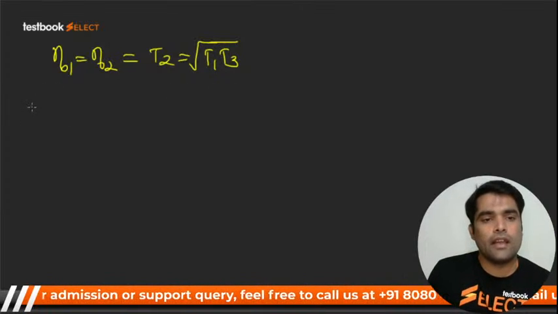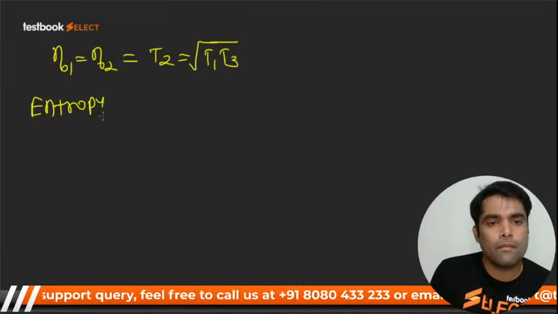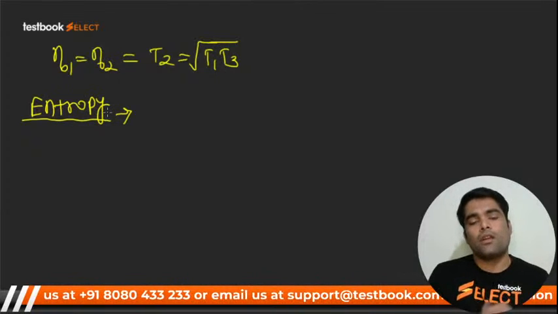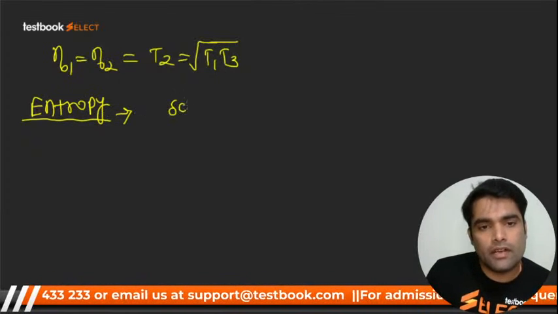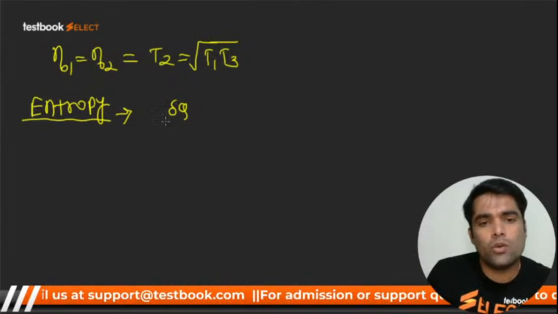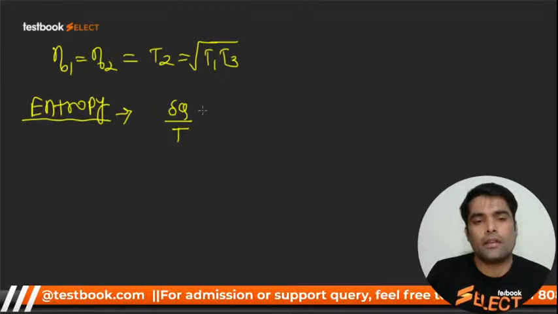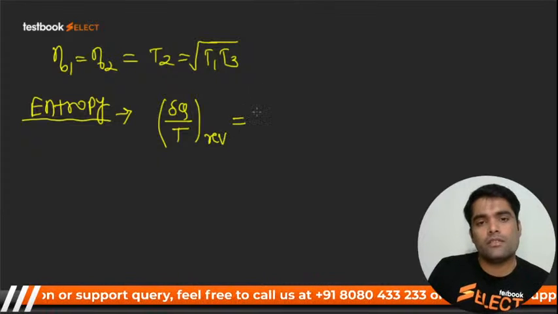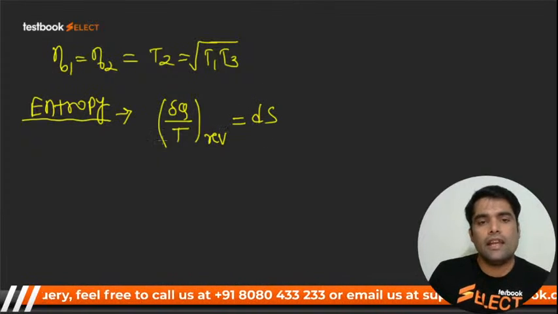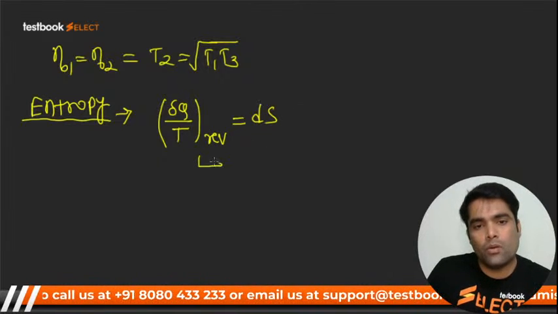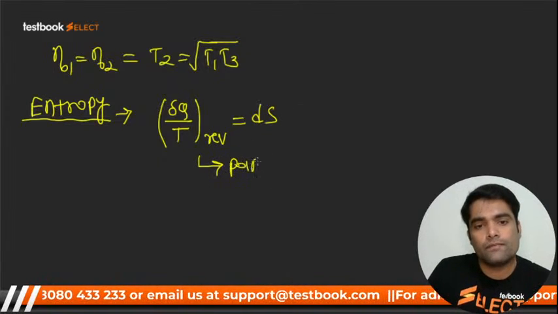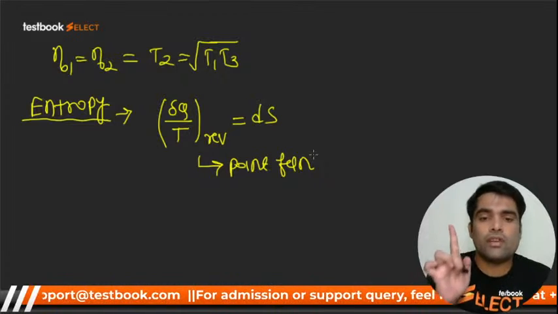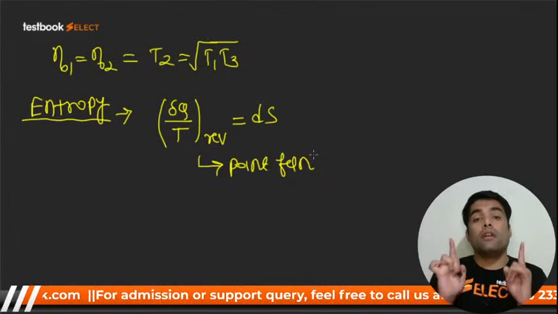Now we are going to entropy, my dear. So first of all, I will define entropy. You know that it is nothing but dq by T. Say del q by T, dq by T, and for reversible it is known as ds, right? This is a point function. Remember one thing, entropy is a point function for only reversible process.